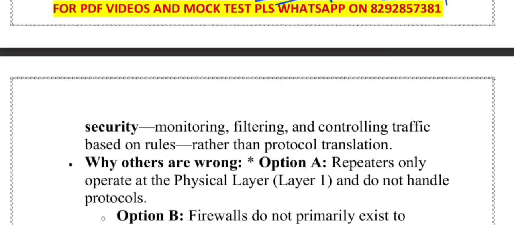So if the question mentions these words, compatibility, translation, unlike systems, think about the gateway. And if the question mentions blocking, filtering, security, then think about the firewall.